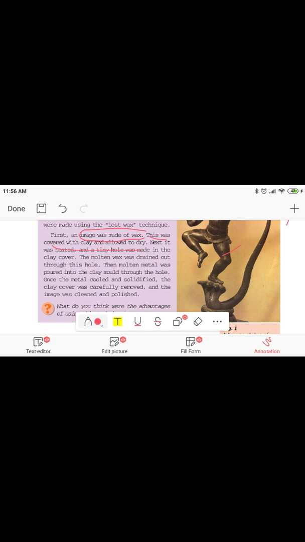Then they created a tiny hole so that the melted wax can come out through this hole. Then from that same hole, the molten metal, the tin, was put inside, and after that it was allowed to dry, cool, and solidify, and then the clay cover was carefully removed. This thing was carefully cleaned and polished, and then this proper bell-like statue was made.